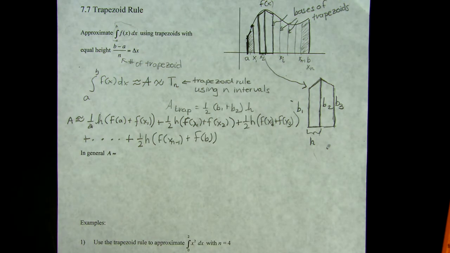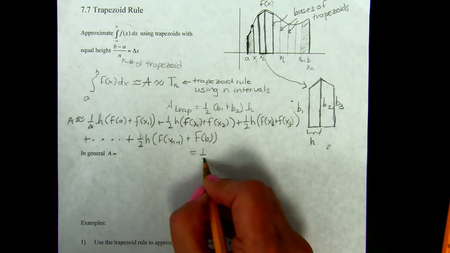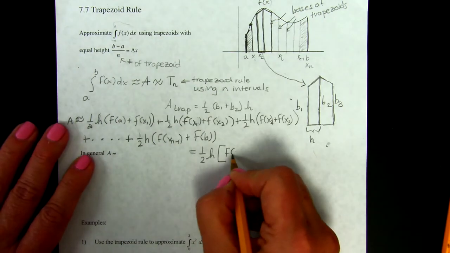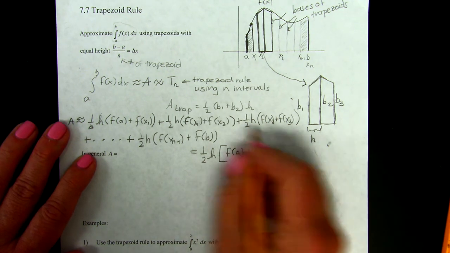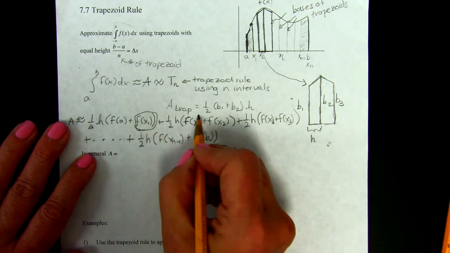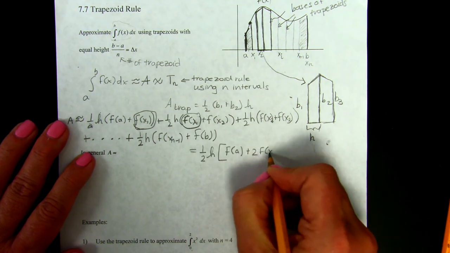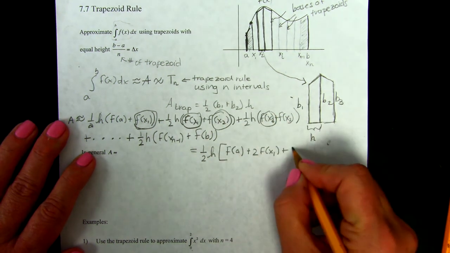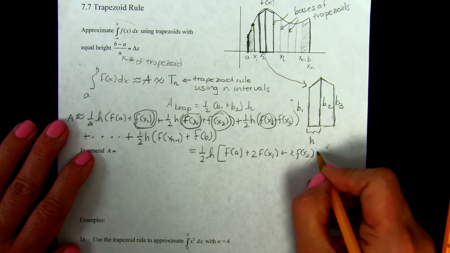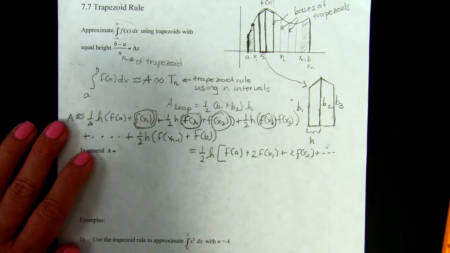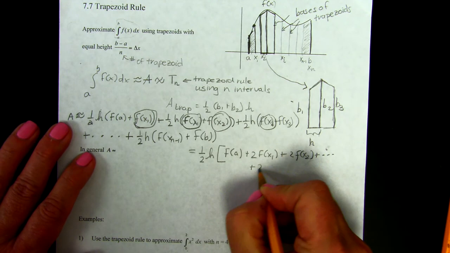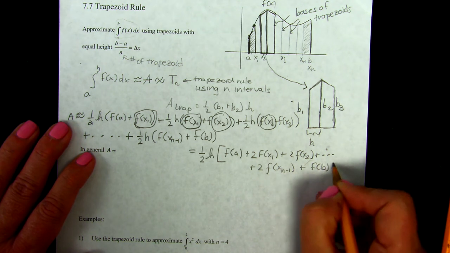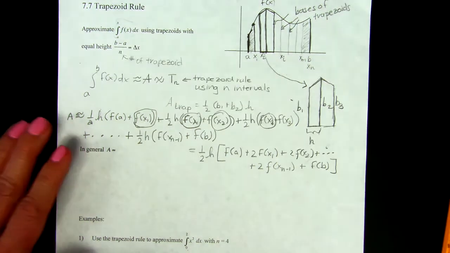Okay? Now, what can we factor out of all of those? Well, we can factor out that 1/2 h, and I get f of a plus 2 f of x sub 1 plus 2 f of x sub 2 all the way to 2 f of x sub n minus 1 plus only 1 f of b. Okay?